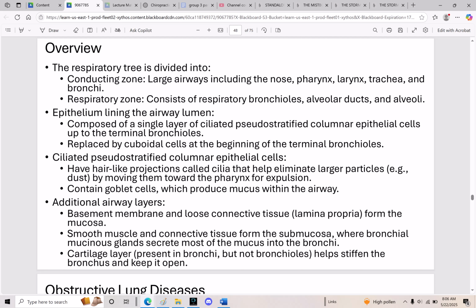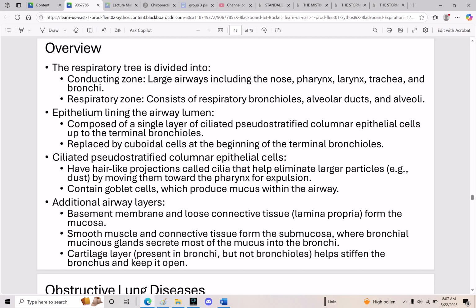You also call it a dead zone, and that includes the stuff that's highlighted here. So the nose, there's no air exchange in the nose. The larynx, the pharynx, there's no gas exchange. The trachea and the bronchi, there's no gas exchange in there. The only time you're going to have gas exchange is when you get to the alveoli, okay?